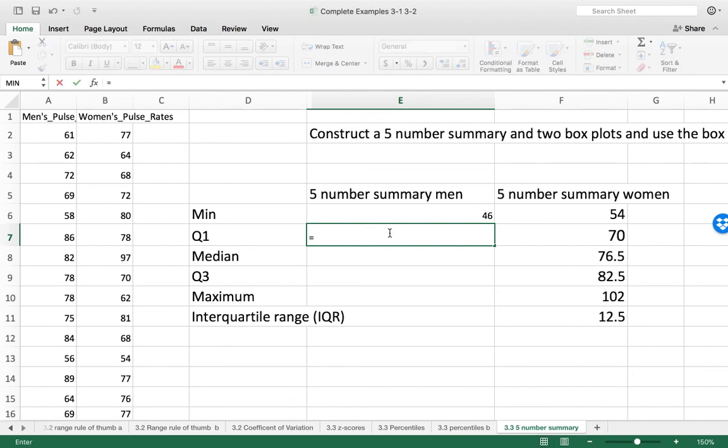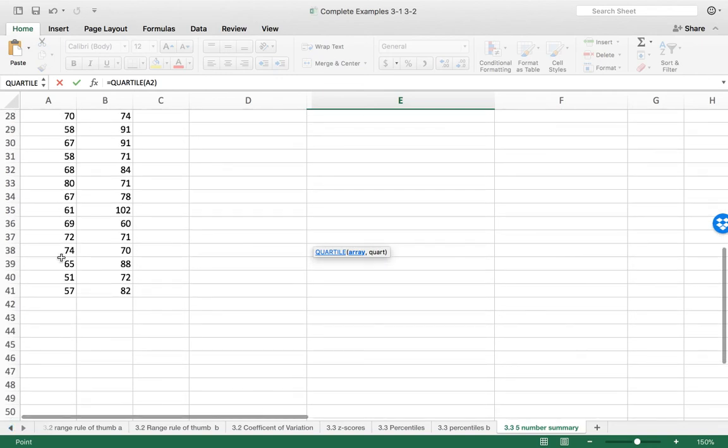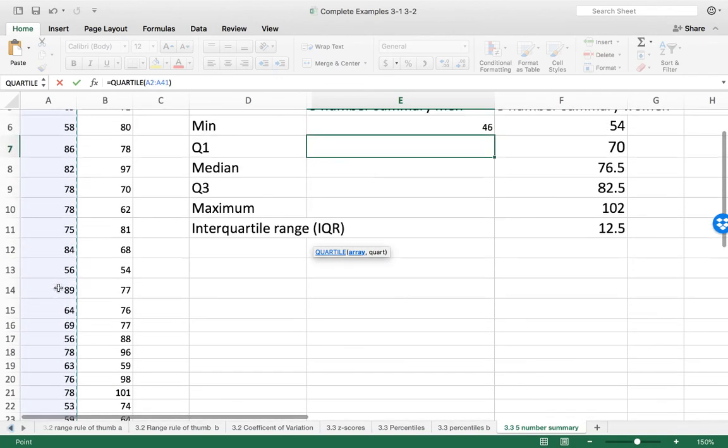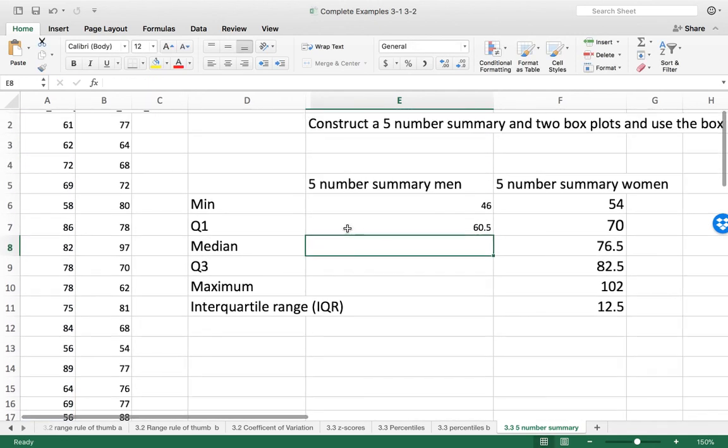Now for the quartile, there is a quartile function. So I'm going to type quartile, the regular quartile function there, and select my data. I'm actually going to hit Shift and go down and select A41, and that selects all of it. And then you want the first quartile, so I'm going to say comma 1. So my first quartile for the men is 60.